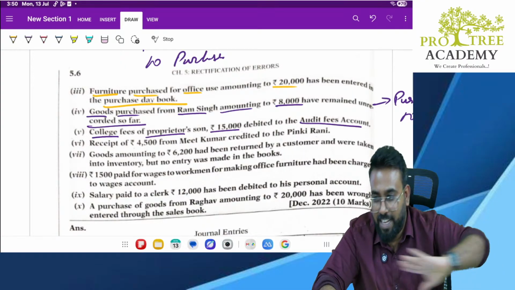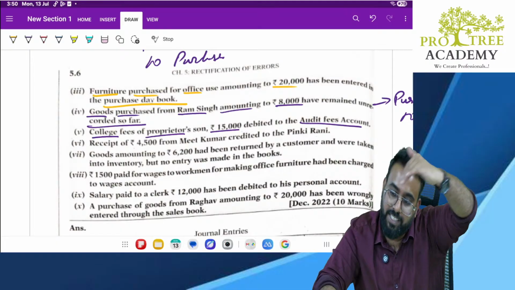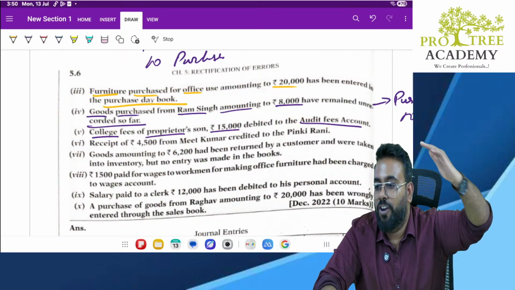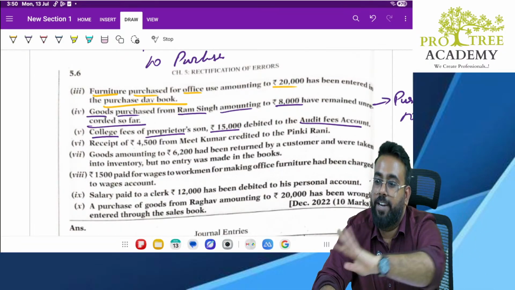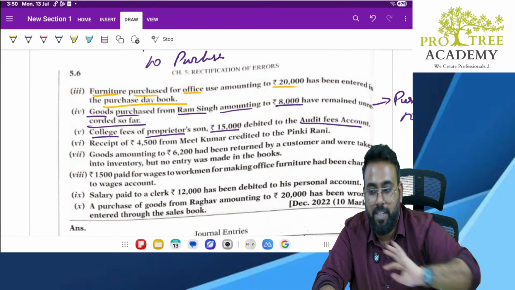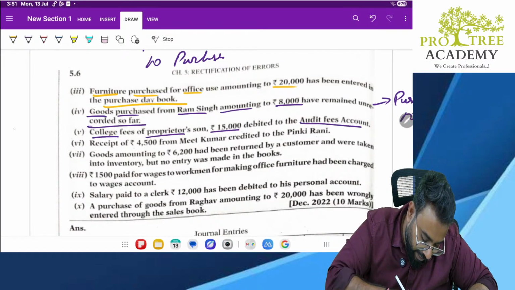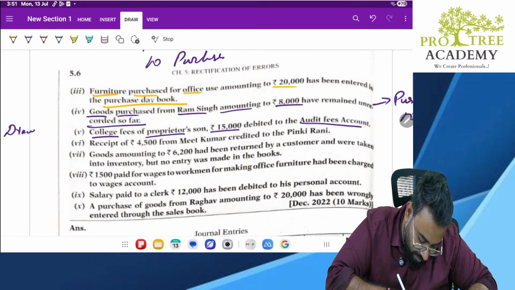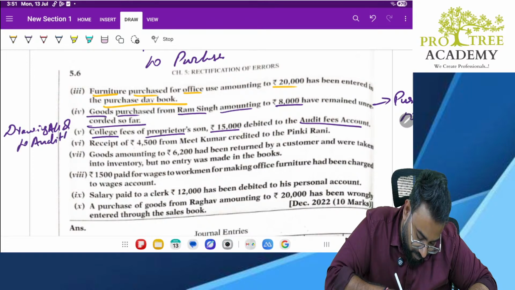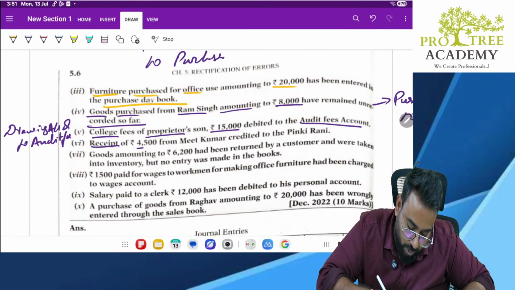Bank is correct. What should go out? Audit fee go out. Drawings come in. So drawings account debit to audit fee. Correct or no? Audit fee was earlier debited. Now opposite of that, credit. Do you understand? So what is the entry? Am I clear? Next, receipt of 4,500 from Meet Kumar credited to Pinky Rani.